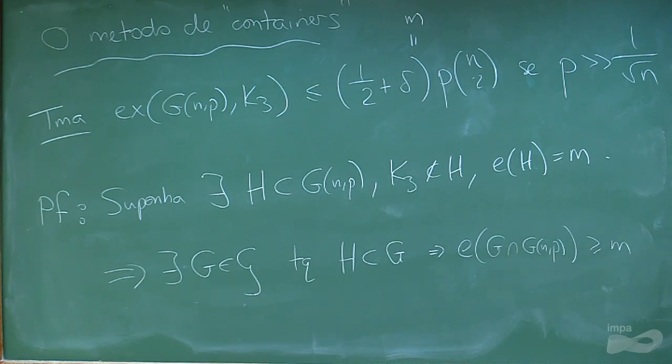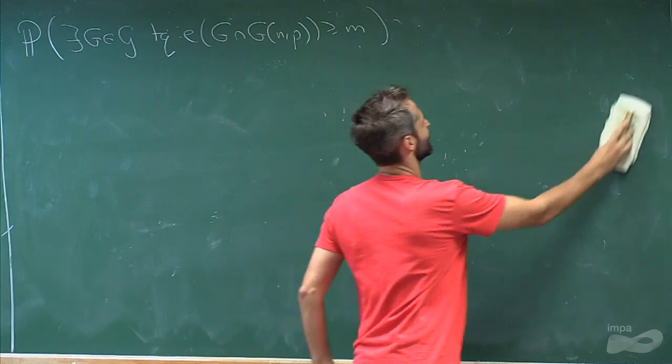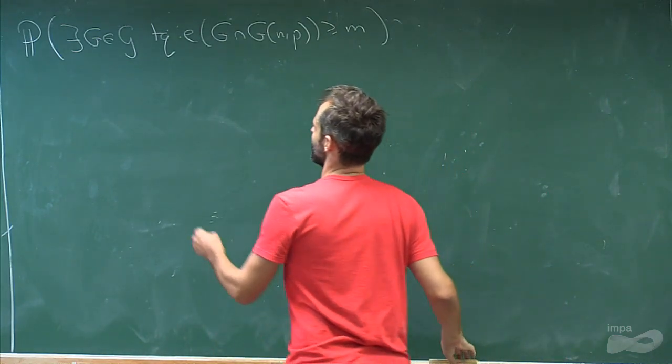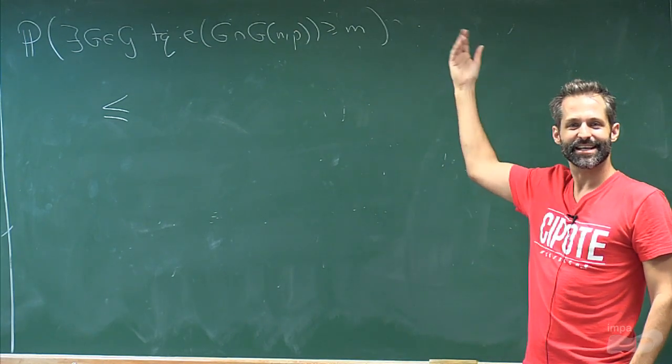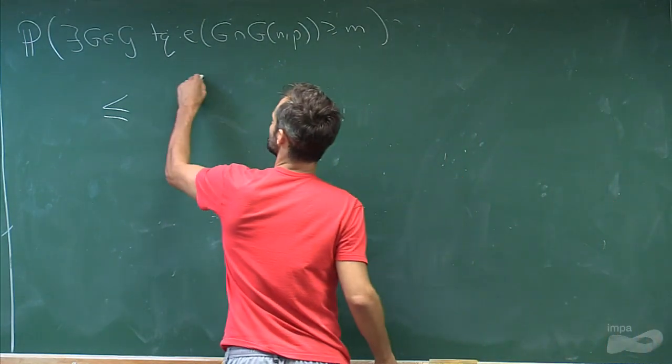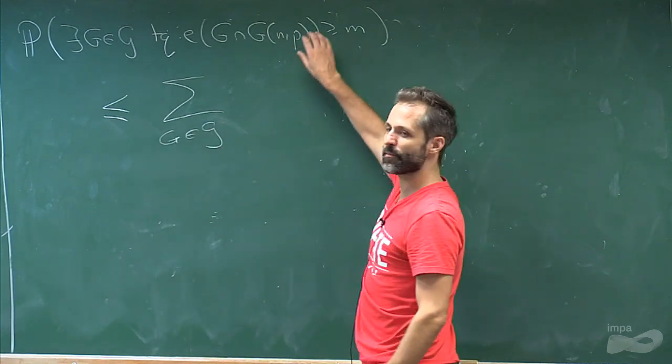I should rewrite Chernoff somewhere else, shouldn't I? Maybe I'm just going to leave it here. This is the application of Chernoff that we care about. I can write it again if we need it. So what is this? The probability that there exists G is at most the sum over G in the collection of the probability of this thing.